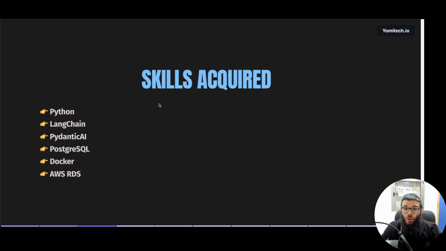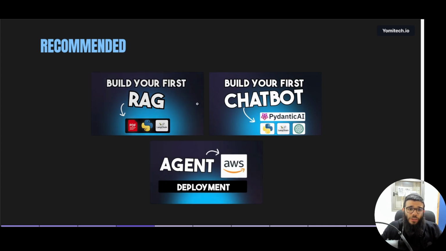Now, the technologies that we're going to learn are Python, LangChain, Pydantic AI, PostgreSQL, Docker, and AWS RDS. Previously on the channel, we did videos on how to build your first RAG, how to build your first chatbot and save leads to a CRM, and how to deploy your AI agent to AWS. Make sure you watch these other videos because it will help you understand what we are doing here.